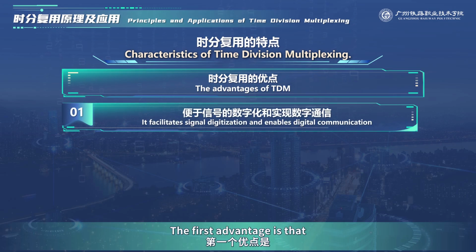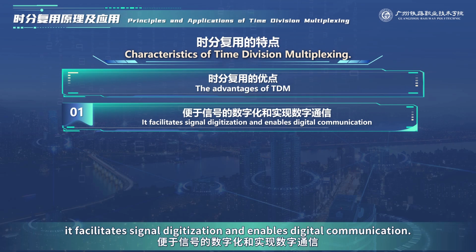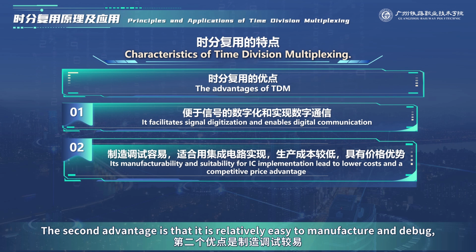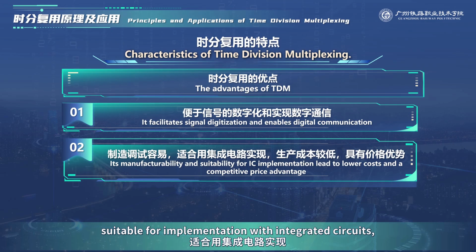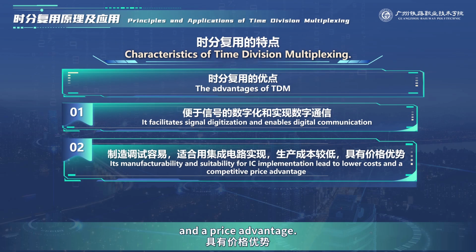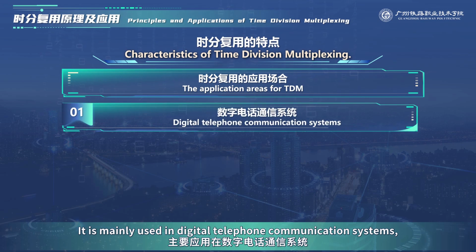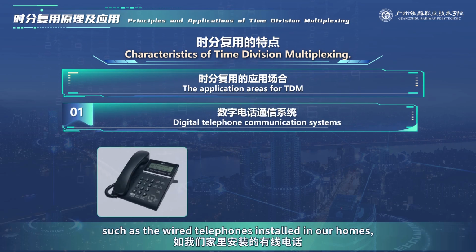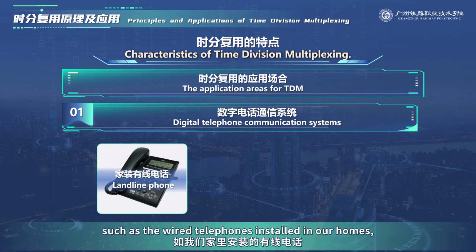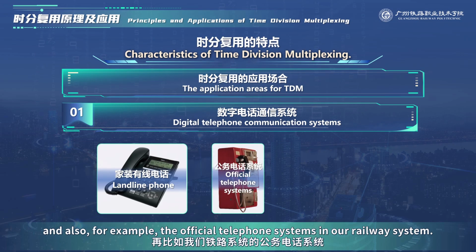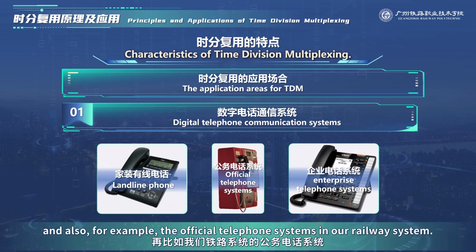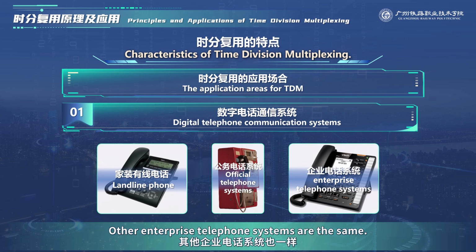Now, the advantages of TDM. The first advantage is that it facilitates signal digitization and enables digital communication. The second advantage is that it is relatively easy to manufacture and debug, suitable for implementation with integrated circuits, resulting in lower production costs and a price advantage. Now, its application areas. It is mainly used in digital telephone communication systems, such as the wired telephones installed in our homes, and also, for example, the official telephone systems in our railway system. Other enterprise telephone systems are the same.